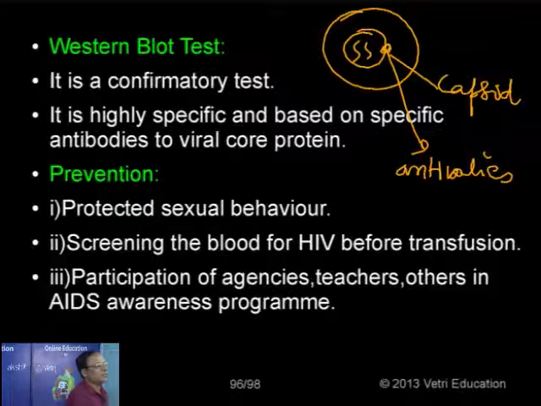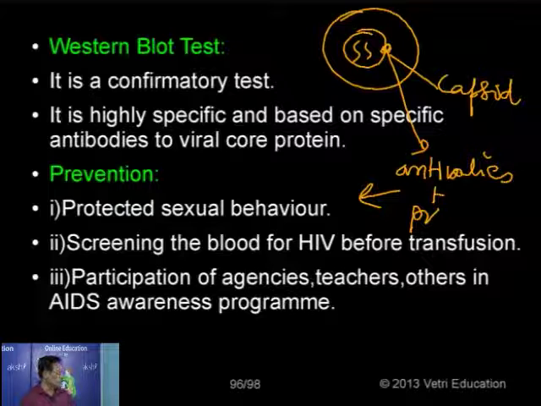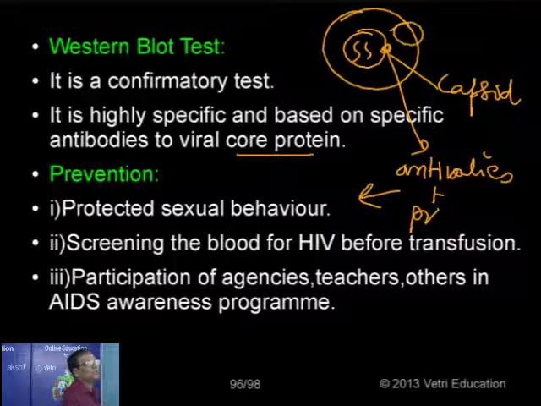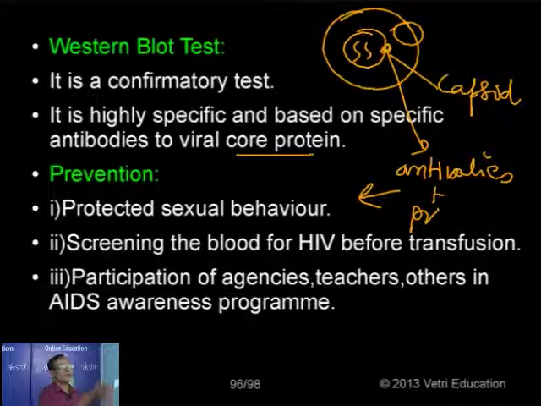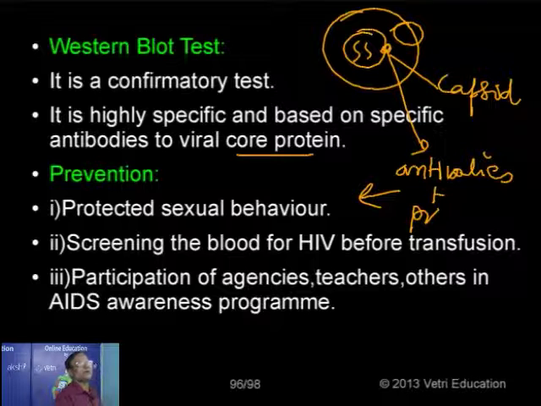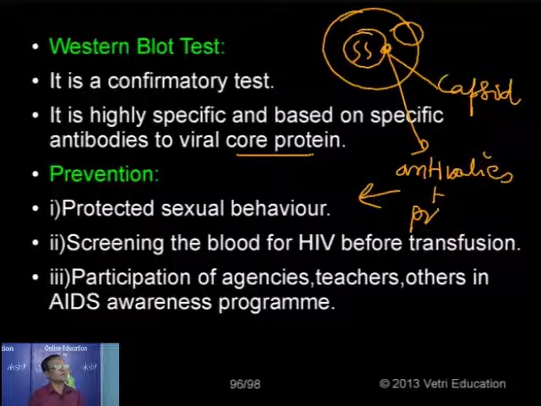Now when these antibodies are mixed with the protein normally found in the AIDS virus, the reaction produces a specific color. That is a confirmative test. That's why I use the term here. It is highly specific and based on specific antibodies to viral core protein. The first reaction is based on the reaction between the antibodies and this protein. The second test is based on the proteins found in the capsid coat and the antibodies produced, so that we can confirm that the person is HIV positive. Anyway, it is based on detecting HIV antibodies to viral core proteins.